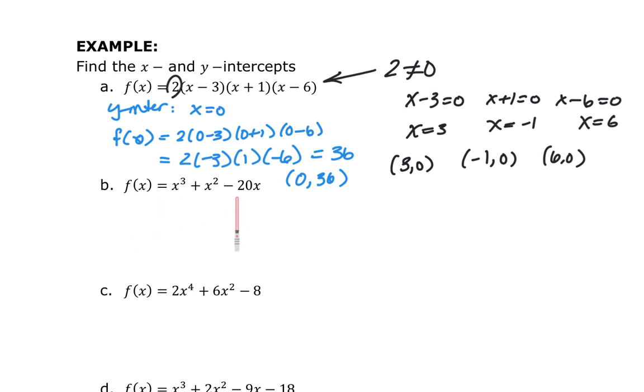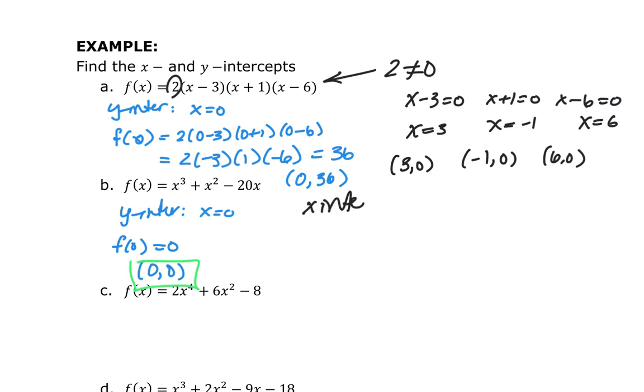For this one, I'm going to go ahead and start with my y-intercept again because it's the easiest to do. So my y-intercept, x equals 0, f of 0 equals 0. So my y-intercept is 0, 0, which tells me that, when this happens, this is also one of my x-intercepts. Now to find my x-intercepts, I have to do the factoring. I'm going to factor out an x because they all have x in common. That leaves me x squared plus x minus 20.